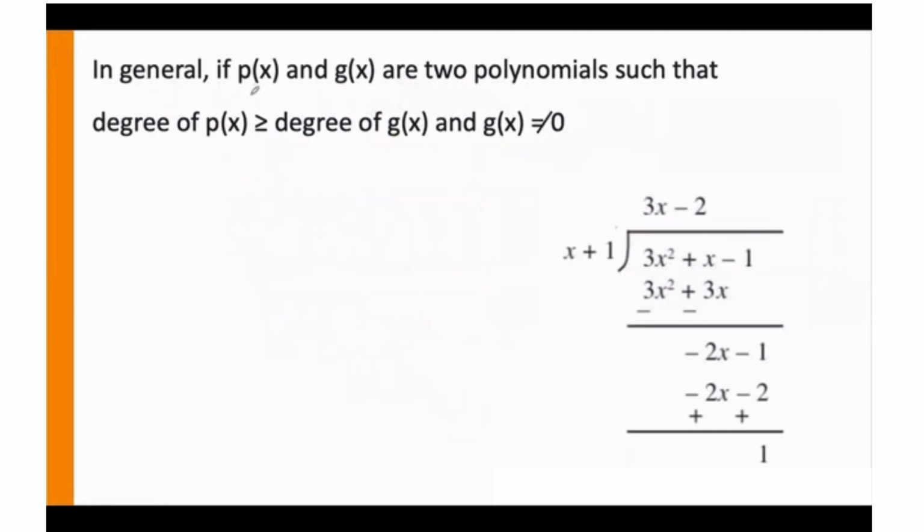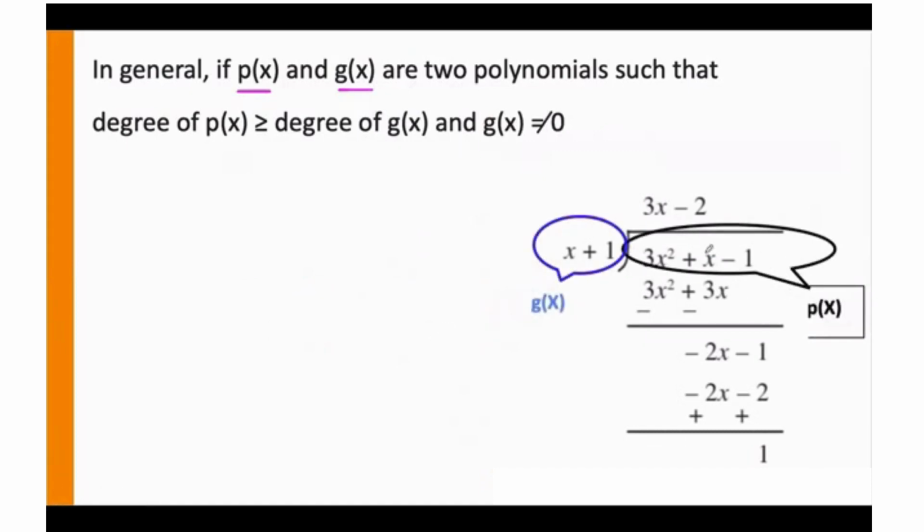So in general, if you have two polynomials p of x and g of x, where we will take p of x as our dividend and g of x as our divisor, such that the degree of p of x is greater than or equal to the degree of g of x. And g of x cannot be 0 because then it's undefined. I cannot have 0 in the divisor.